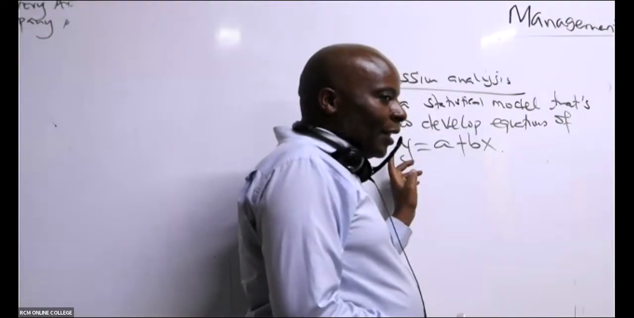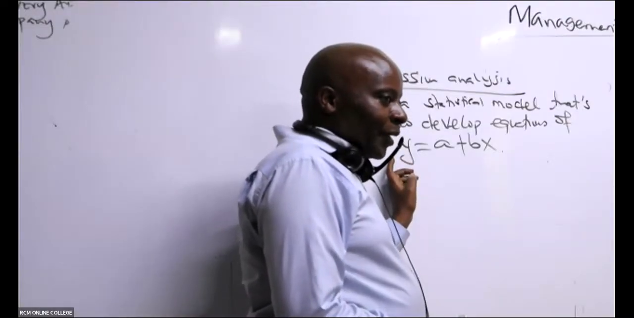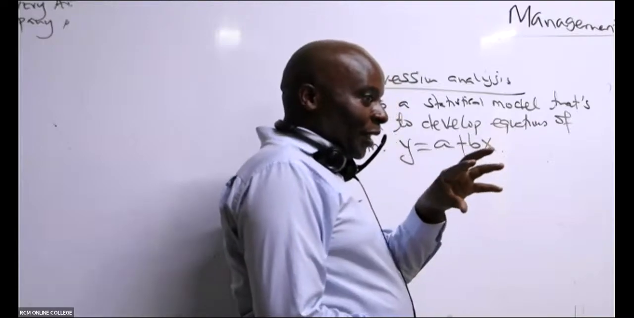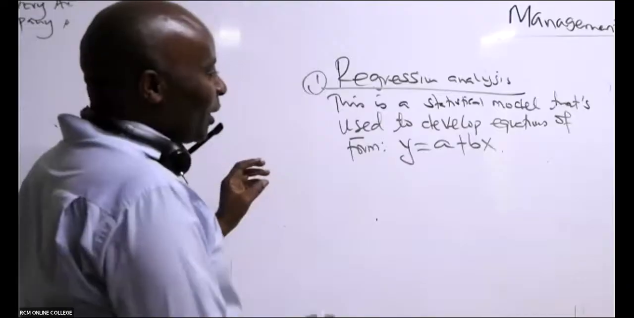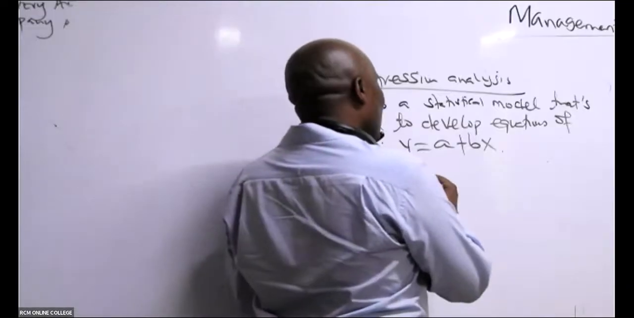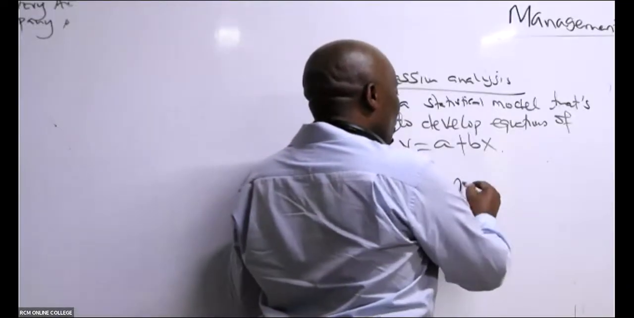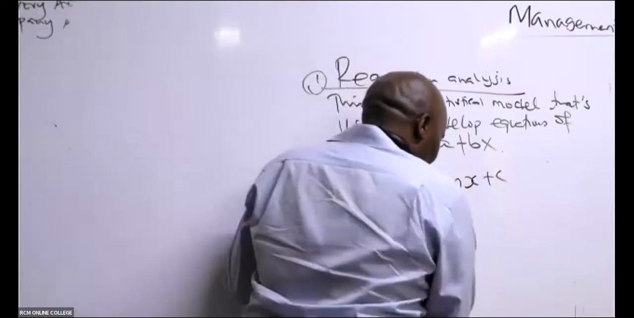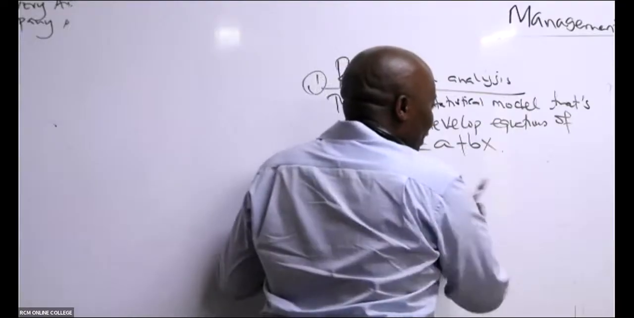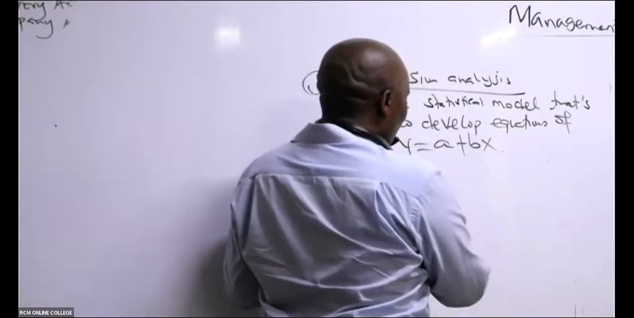Have you ever seen this kind of an equation anywhere? Like in those old days when you were in Form 3? So this is a straight line equation. Of course, you used to write it this way: y equals mx plus c. But nowadays we write it like this: y equals a plus bx.